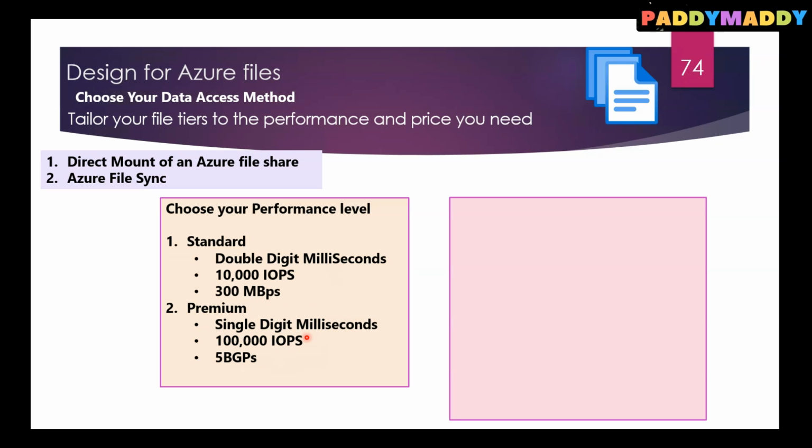Along with that, you can configure your GRS account in premium also, but at this point in time it's limited to a few regions, but it will expand as we use the services from Microsoft Azure. Otherwise, it's a great service from the Azure file share side. So what we have looked at is the designing section for data access, the performance levels you need to know: whether to choose standard or premium, and what bandwidth, IOPS, or latency you need.